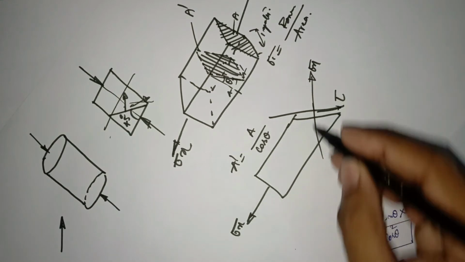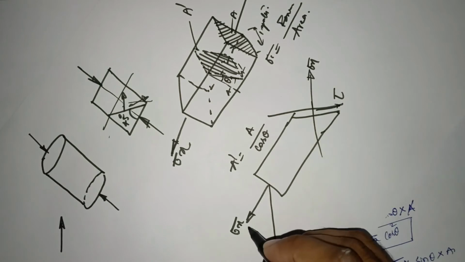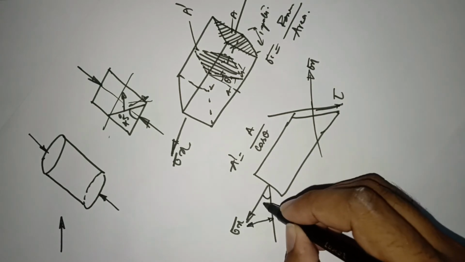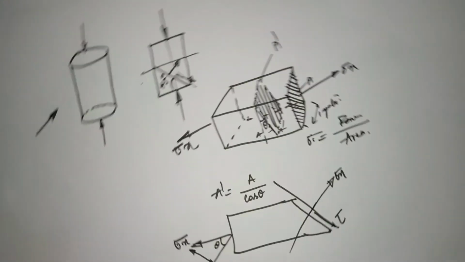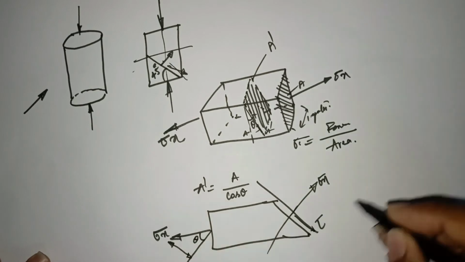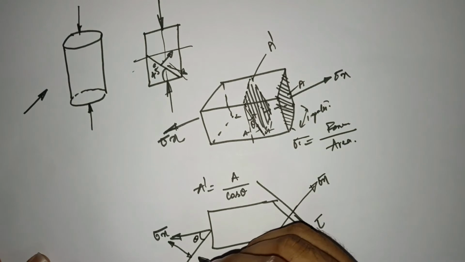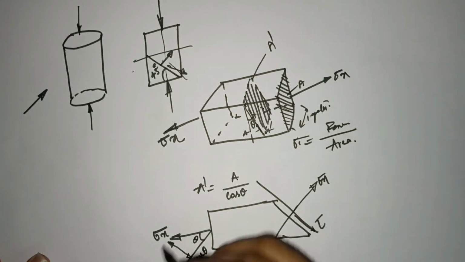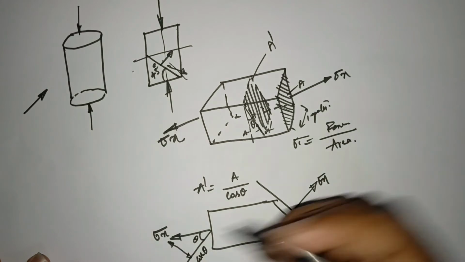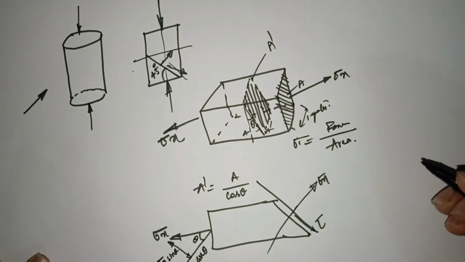So let me draw a line along this line, and let me draw another line along this line. If this angle is theta, now this component will become sigma x cos theta, right? So similarly this one will become sigma x sin theta.